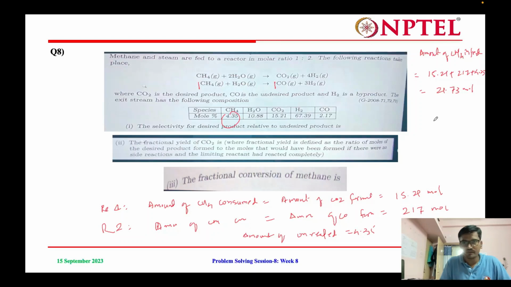So the fractional yield equals moles of CO2 formed, 15.21, divided by the moles of CO2 that would have been formed if there were no side reaction and CH4 had reacted completely, which is 21.73. This gives 0.7.